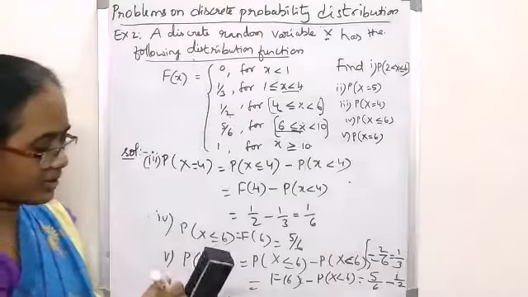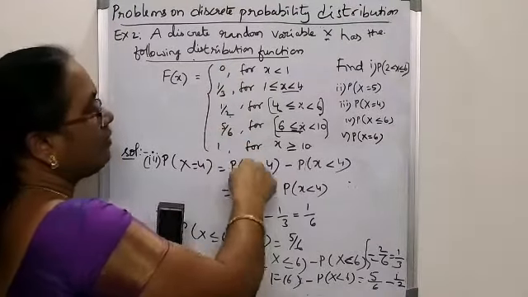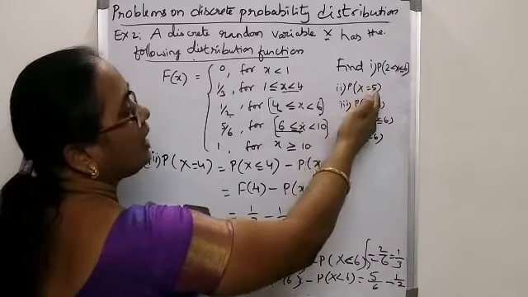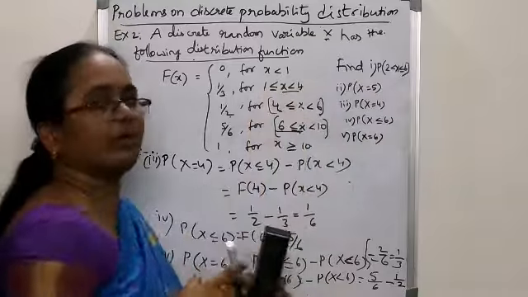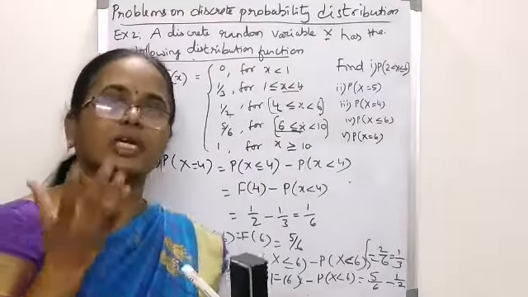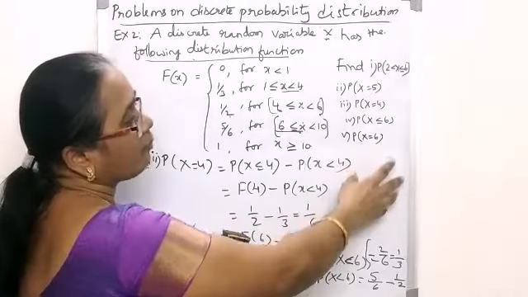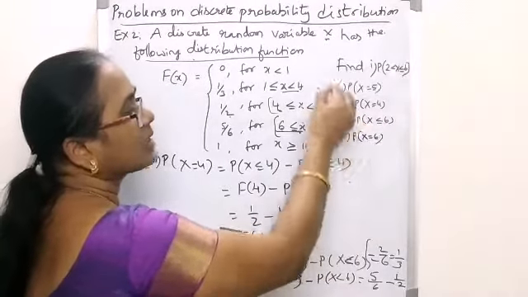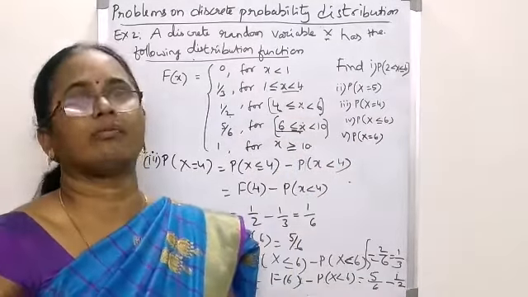So this is how, with the given probability distribution function, we can calculate the probability at a given random variable or over a range of the random variable. Also, with a given probability function p of x, we can calculate similar types of probabilities, the probability at a given random variable or the probability over a given range of the random variable.